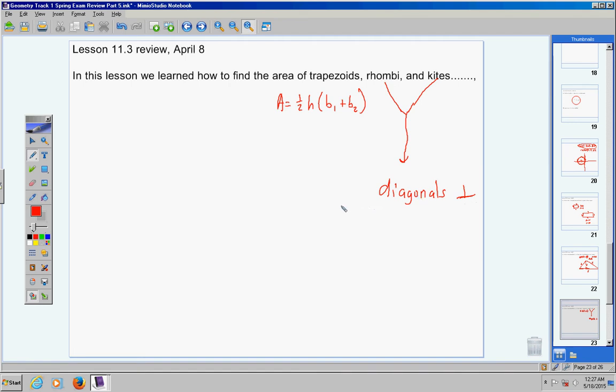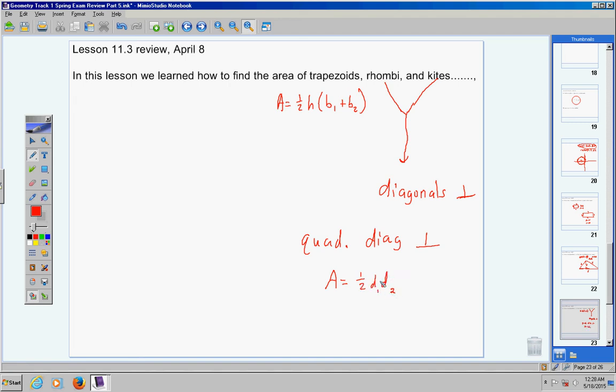Here's why it's important. Anytime a quadrilateral, that's a four-sided figure, has diagonals that are perpendicular, you can use this one formula for all of those types of figures. It's 1/2 times diagonal times the other diagonal.